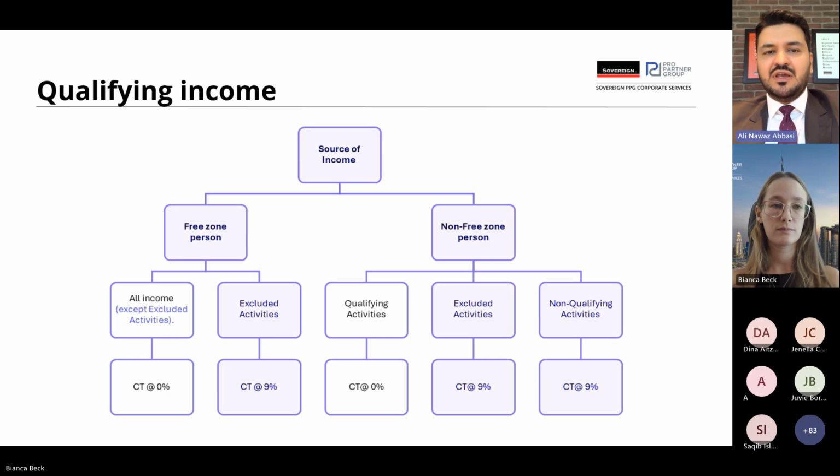If your source of income is a non-free zone person, then you can avail the 0% regime for both qualifying activities and non-qualifying activities as long as they meet the de minimis threshold. If you perform excluded activities, whether the source of income is free zone or non-free zone, it will lead to a loss of qualifying free zone status if de minimis is not met.